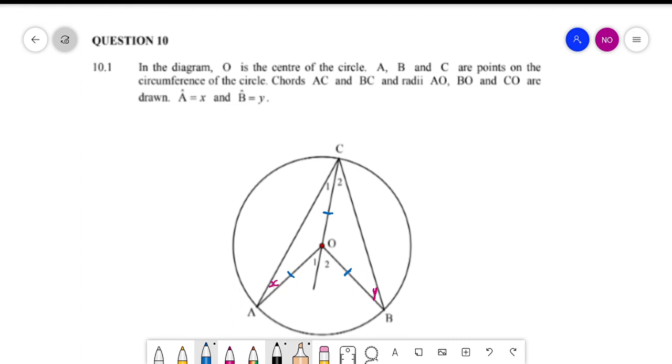You see. There's nothing for tangents and nothing for a cyclic quad that we can use because it's not there.